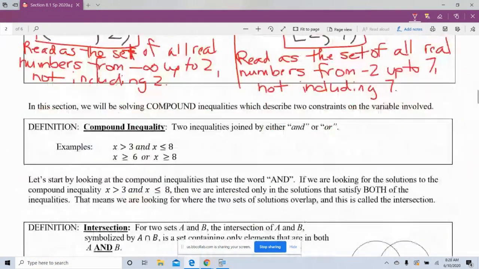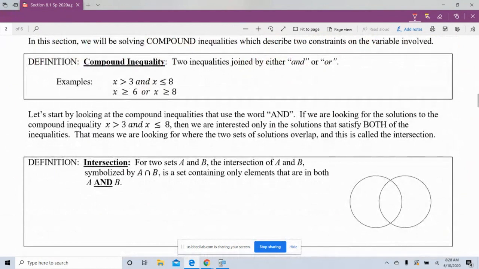So today what I want to do in this video is talk about the main topic of this section. All of that was really review. So the main topic of this section is actually, how do we solve compound inequalities? And these are inequalities that show two different constraints on a variable. So for example, something like x is greater than 3 and x is less than or equal to 8. Or x is greater than or equal to 6, or x is greater than or equal to 8.